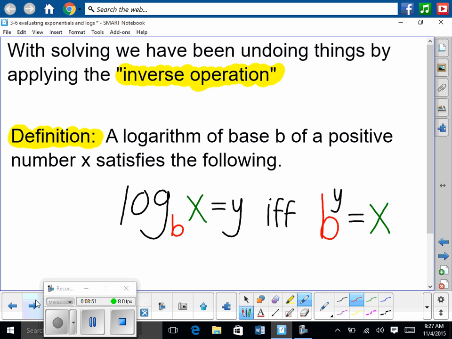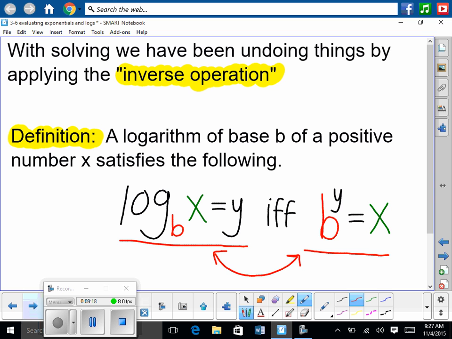So log to the base b of x is equal to y if and only if b raised to the y is equal to x. Now everybody look at this piece. You all recognize that as an exponential function, right? That is the form of an exponential. So this is how you can rewrite it in log form. These two things are inverses of each other, and we've got to be able to switch back and forth between the two.